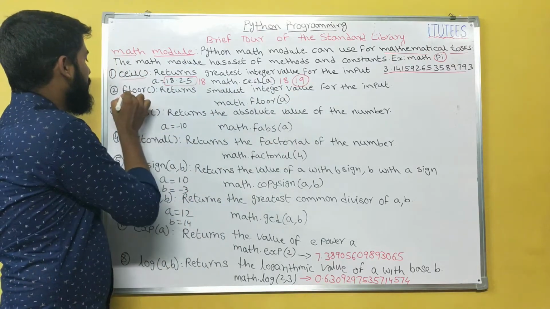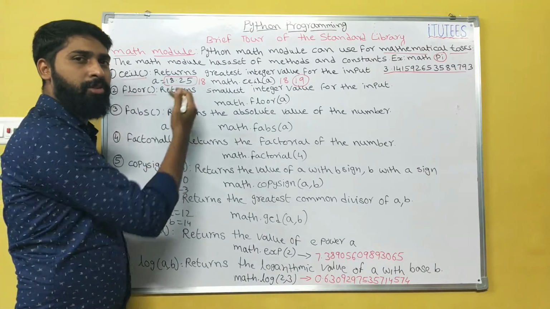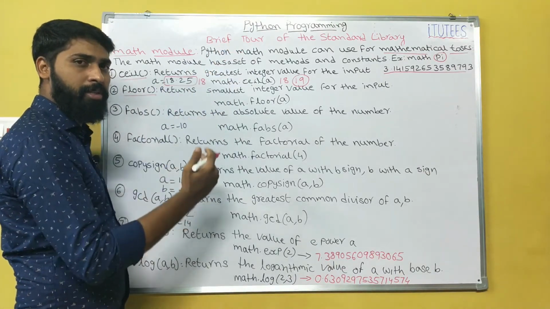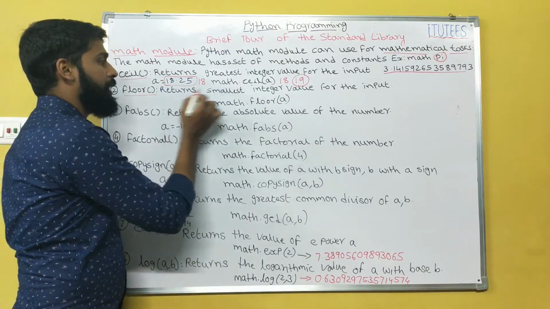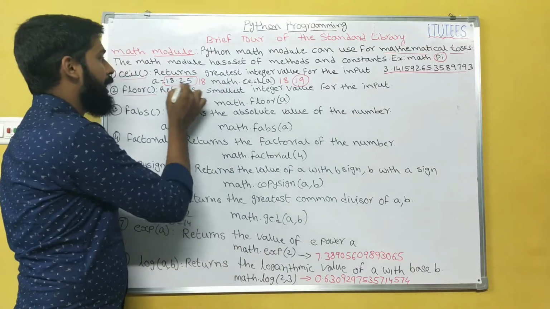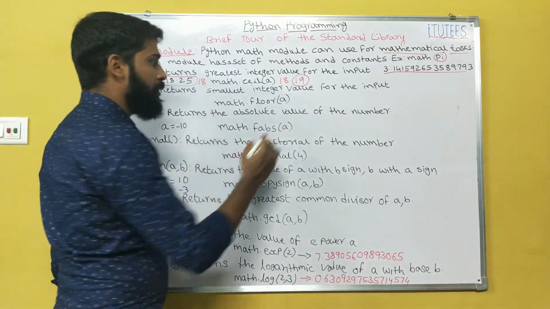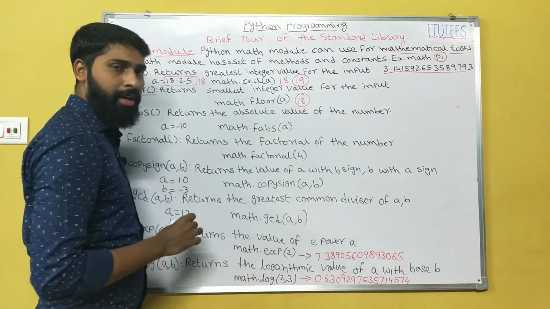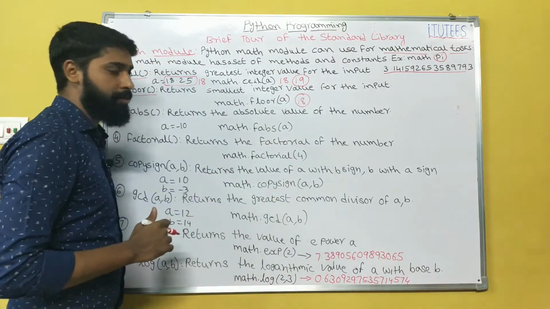The next method is floor. It is the reverse of ceil. Ceil means greatest integer; floor means smallest integer. It returns the smallest integer value for the input. Here, 18.25. What is the floor? 18. That means if you call math.floor of a, it returns 18.